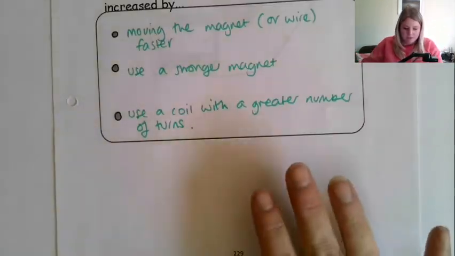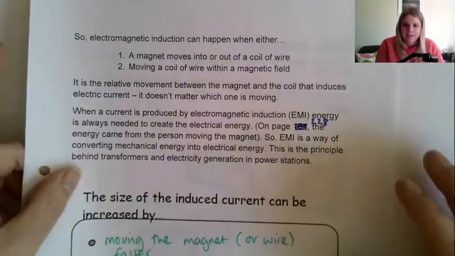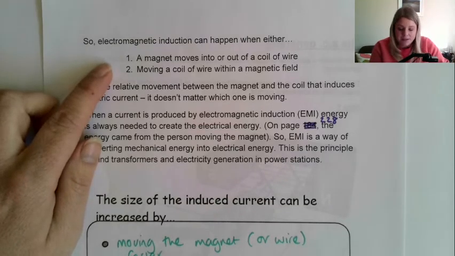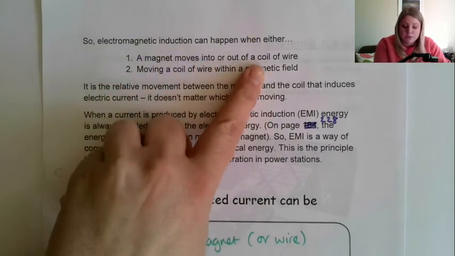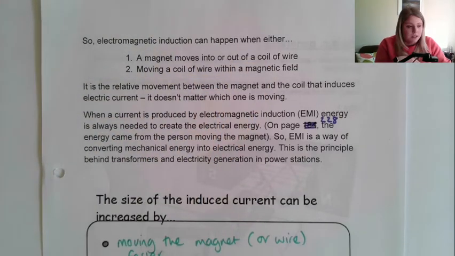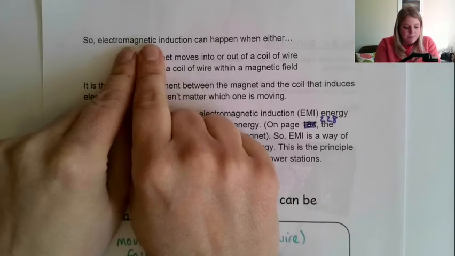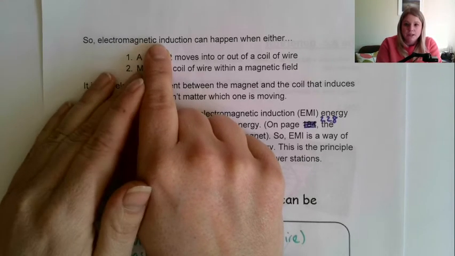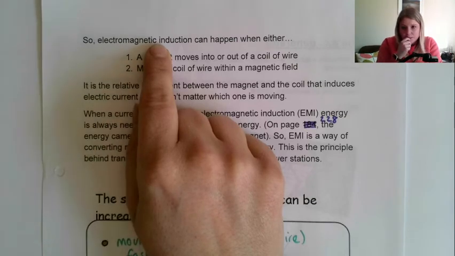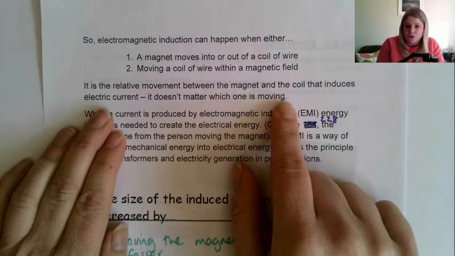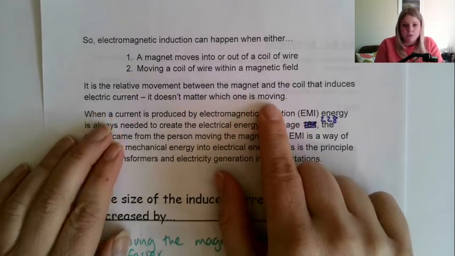Now, on page 229, let's have a wee look at that. Electromagnetic induction can happen when either a magnet moves into or out of a coil of wire, or we move a coil of wire within a magnetic field. Remember, as long as one of those two things is moving, it means the two things are moving relative to each other. And remember, electromagnetic induction just means that you are producing a current in a wire whenever you're in the presence of a magnetic field. So it's the relative movement between the magnet and the coil that induces electric current. Doesn't matter which one is moving.